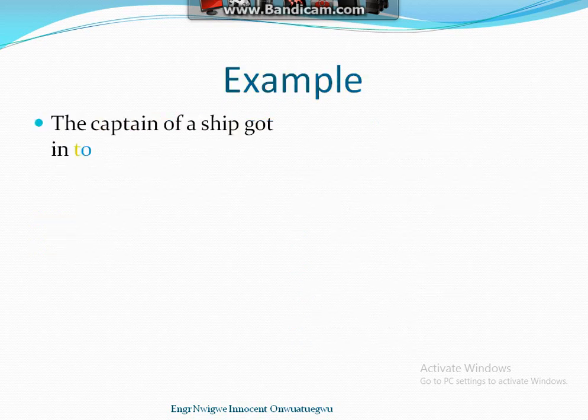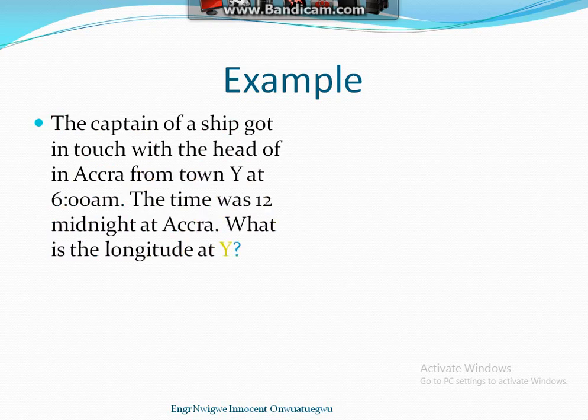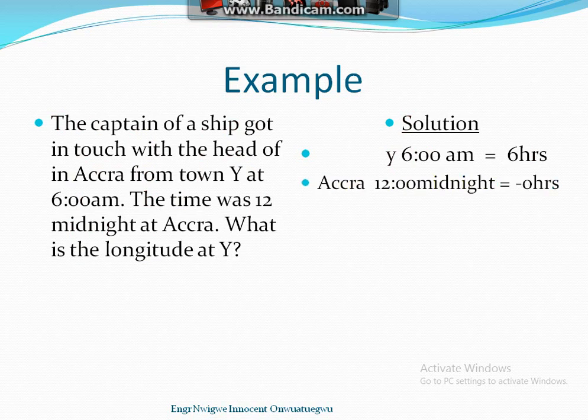Example: the captain of a ship got in touch with the head in Accra from town Y at 6 a.m. The time was 12 midnight at Accra. What is the longitude at Y? Solution: the time at Y where the captain is, is 6 a.m., which is 6 hours. The time at Accra is 12 midnight, which is 0 hours.